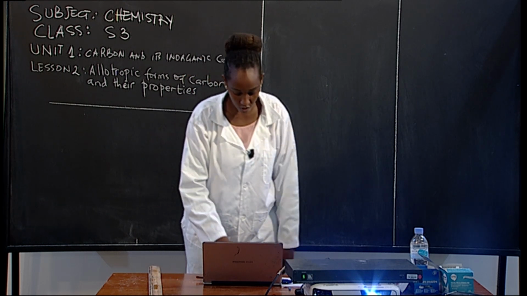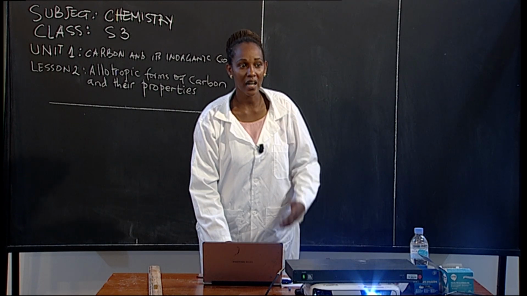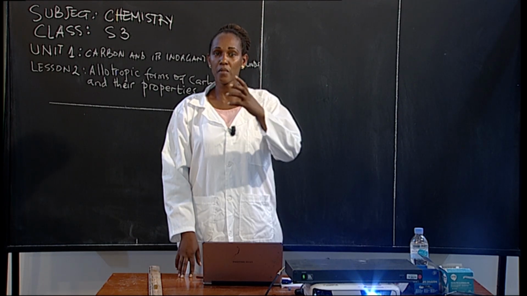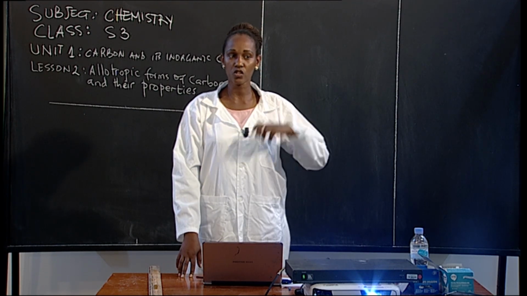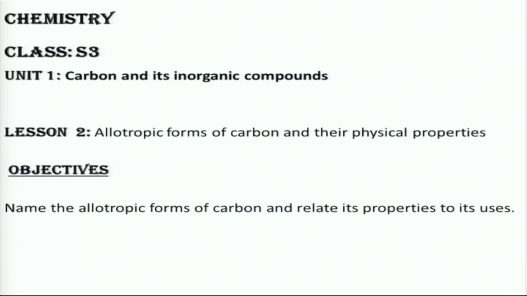That is lesson 2. By the end of this, you remember we have to look at the allotropic forms of carbon and their physical properties. That is lesson 2. So the objective is that we shall be able to name the allotropic forms of carbon and relate their properties to their uses, all right? So we are continuing with the lesson.